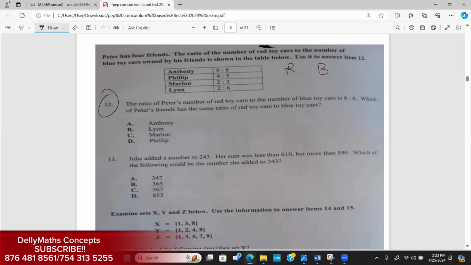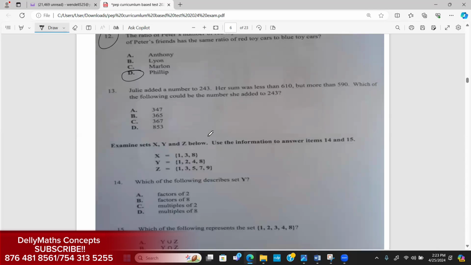So here's the question at 12. The ratio of Peter's number of red cars to the number of blue cars is this. Peter actually has 8 to 6, and you want to see which one of these matches it. Which of Peter's friends would have the same? I'm going to break this down. If we divide this by 2, we're going to get 4 to 3. I'm seeing Philip with that. So D is the answer, because Philip has 4 to 3, and 4 to 3 is the same as 8 to 6 proportionally speaking.